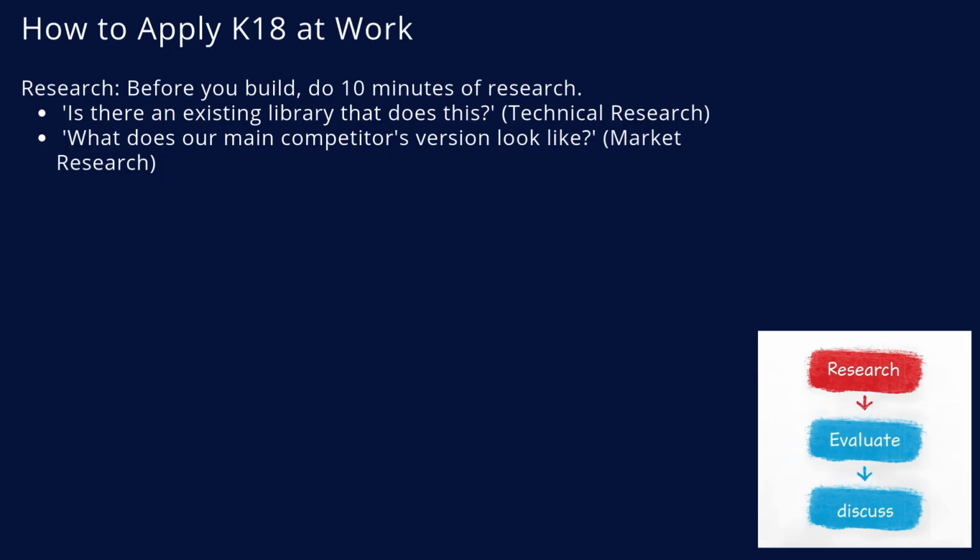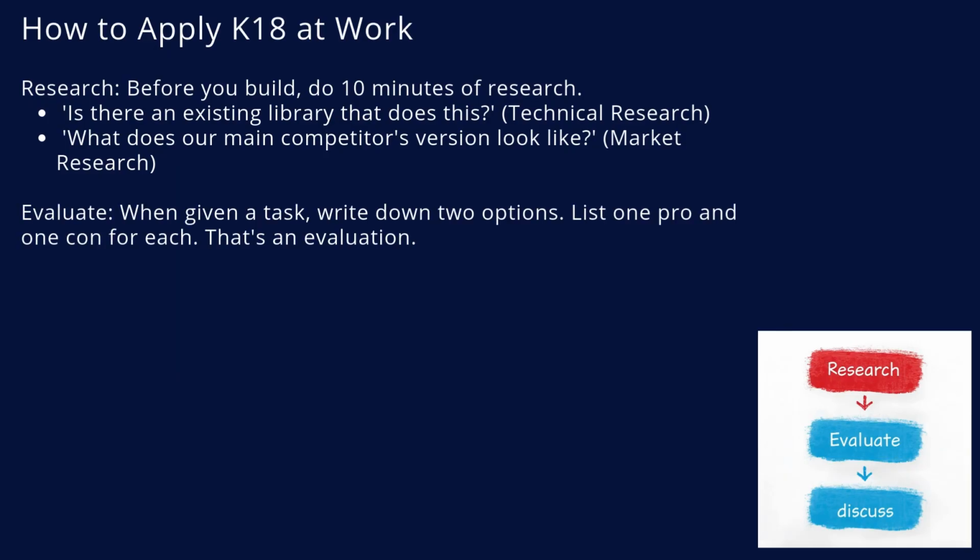You can apply these skills at work immediately. For research, before you start coding your next feature, spend 10 minutes researching. Is there an existing library that could do this? That's technical research. What does our competitor's version of this feature look like? That's market research. For evaluation, when you're given a task, just write down 2 possible options. List 1 pro and 1 con for each. You've just done an evaluation.